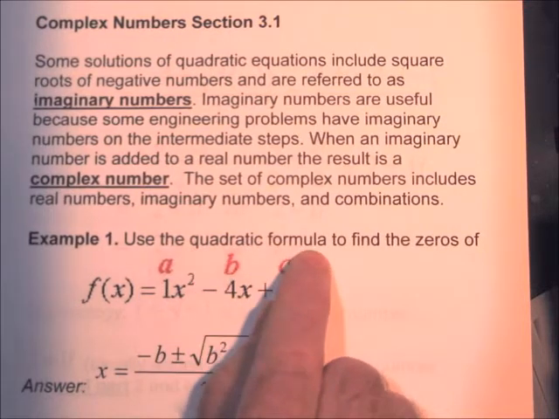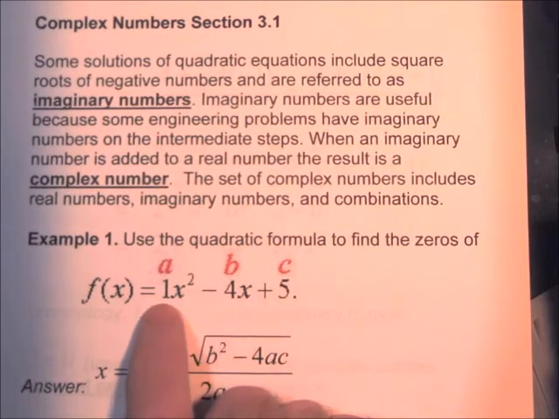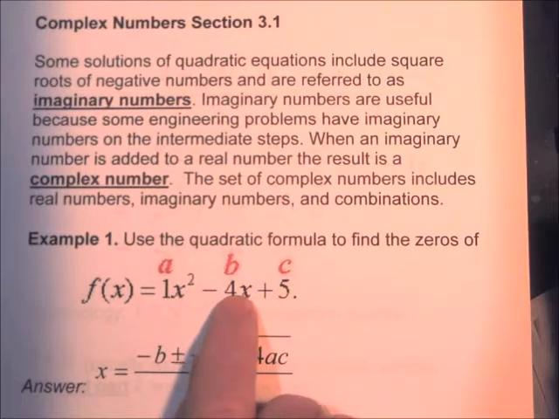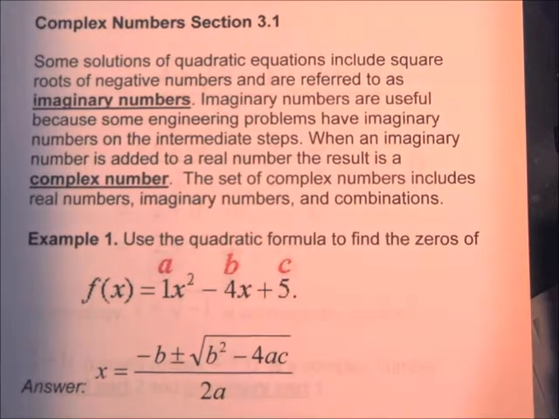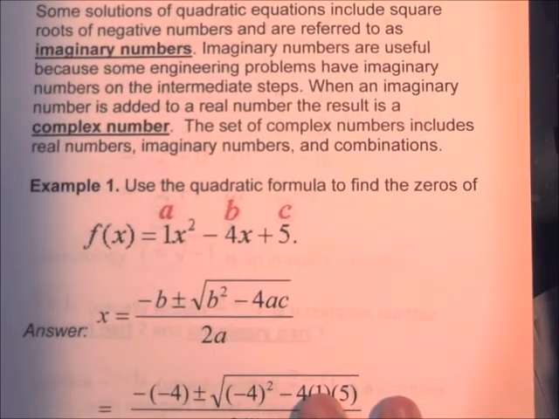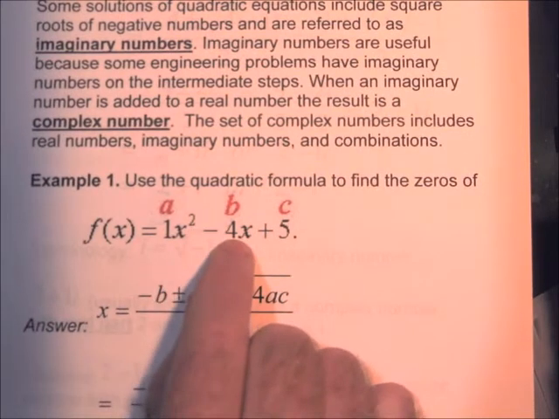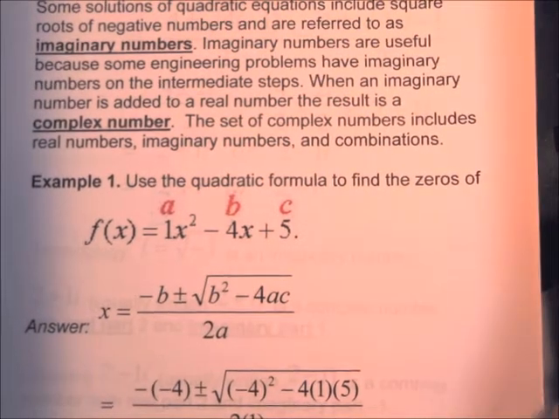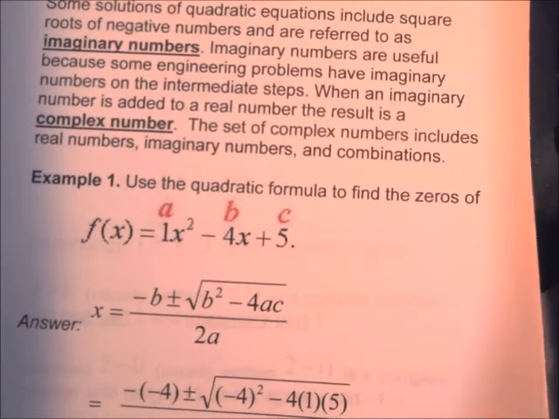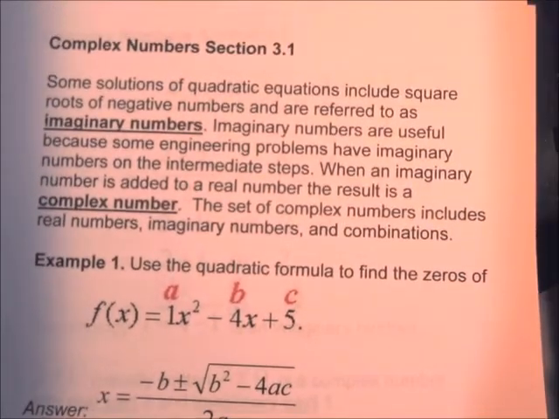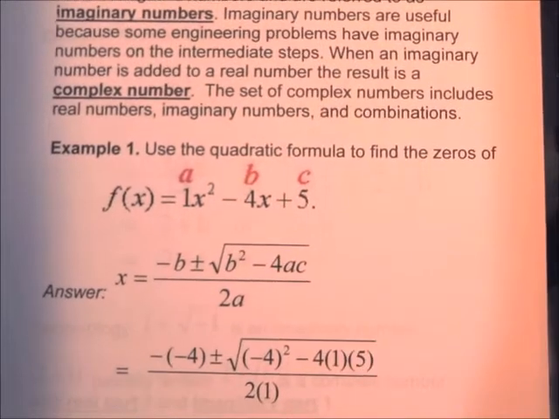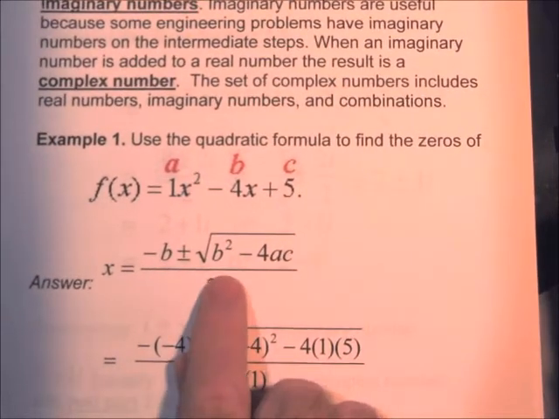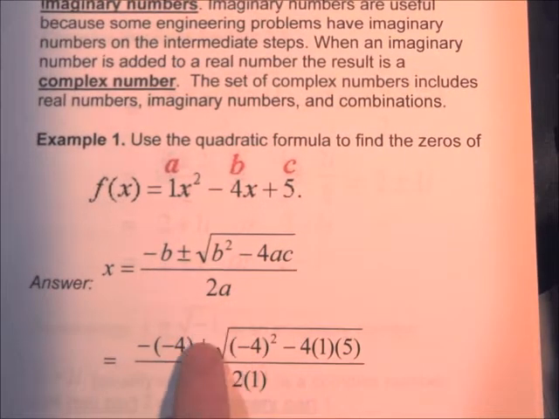Example: use the quadratic formula to find the zeros of f of x equals 1x squared minus 4x plus 5. So a is the coefficient of x squared, which is 1. B is the coefficient of x, which is negative 4. C is the number by itself, which is 5. So we want to plug into the quadratic formula. x equals negative b plus or minus square root of b squared minus 4ac, over 2a.